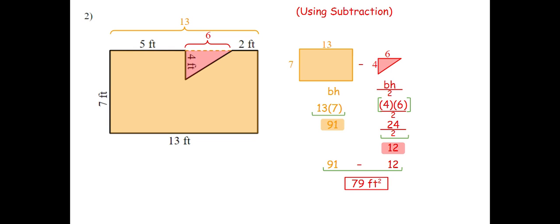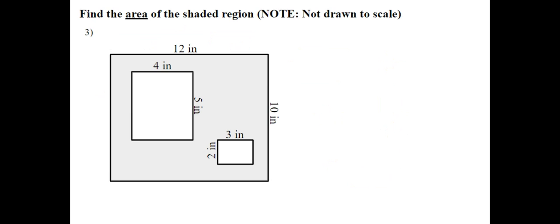For both of these examples on page 16, we could have found them by adding or subtracting. It didn't matter. In my opinion, the subtraction way was easier, but hey, to each their own. If you still got number 2, if you divided it into 3 different shapes and you got an area of 79 feet squared, good job. Sometimes it works, sometimes it doesn't, depending upon what numbers they give you. However, if we come across a problem like number 3, the only way to solve this is by subtracting, because you can't take this large rectangle and add this rectangle and this rectangle. That will not give you the area of the shaded region.